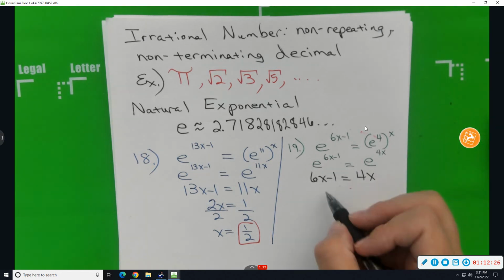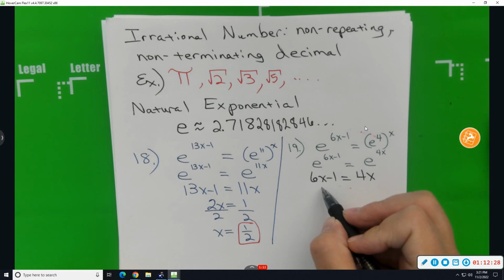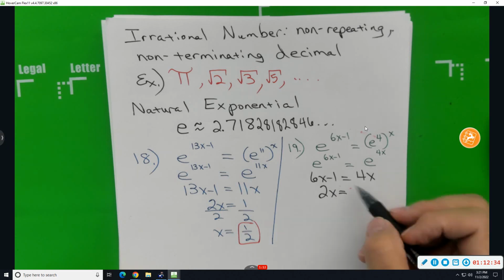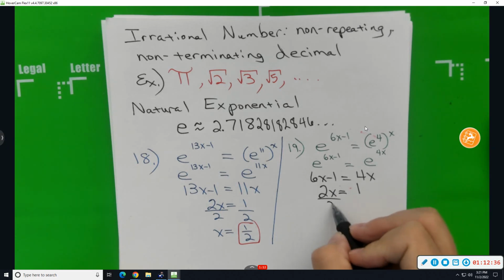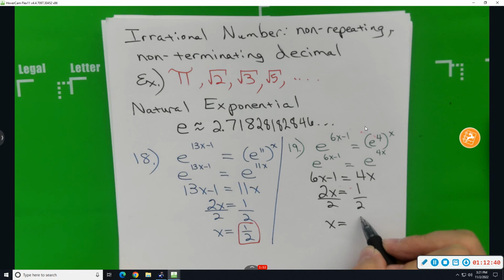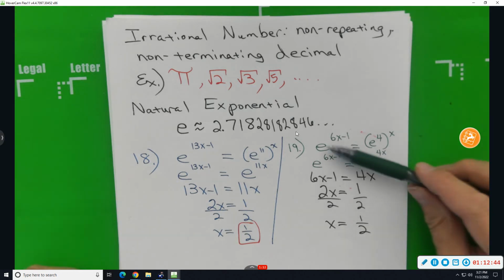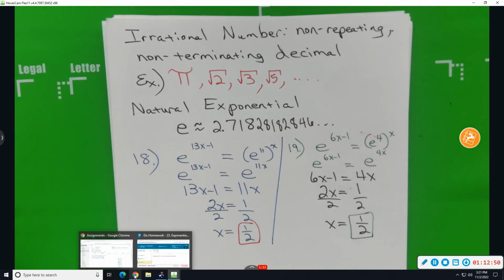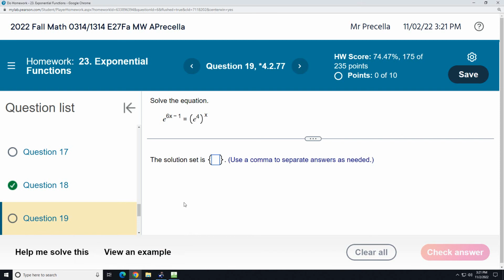Minus the 4x to give me what here? 6x minus 4x is 2x, and here? And then divide by 2. Hey, this one also turns out to be 1/2. That doesn't mean every exponential equation containing an e is going to have an answer of 1/2. So that's certainly not the case.